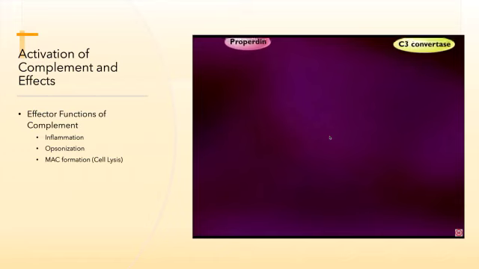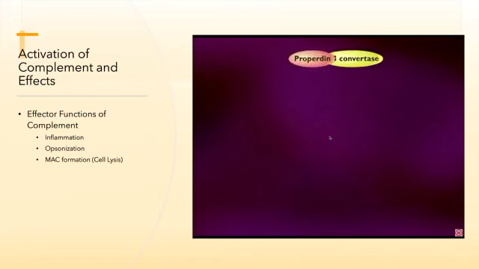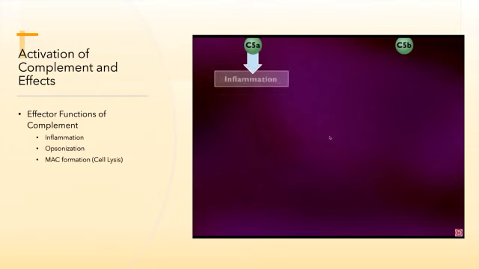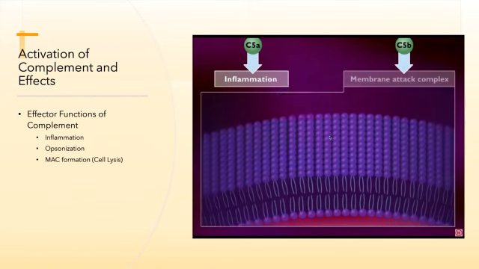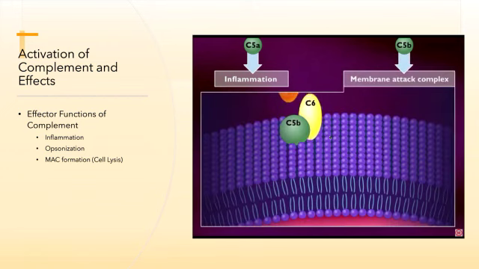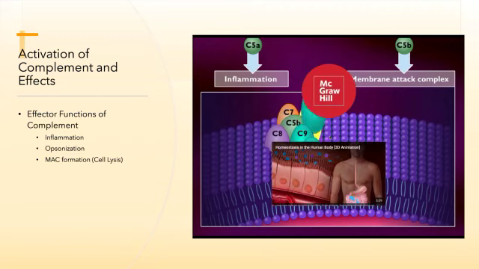Addition of properdin to C3 convertase results in formation of C5 convertase, which cleaves C5 into C5a and C5b. C5a enhances inflammation and acts as a chemoattractant for phagocytes. C5b reacts with other complement components, including C6, C7, C8, and C9, to form a membrane attack complex. This structure forms a hole in the cell membrane and causes cells to lyse.